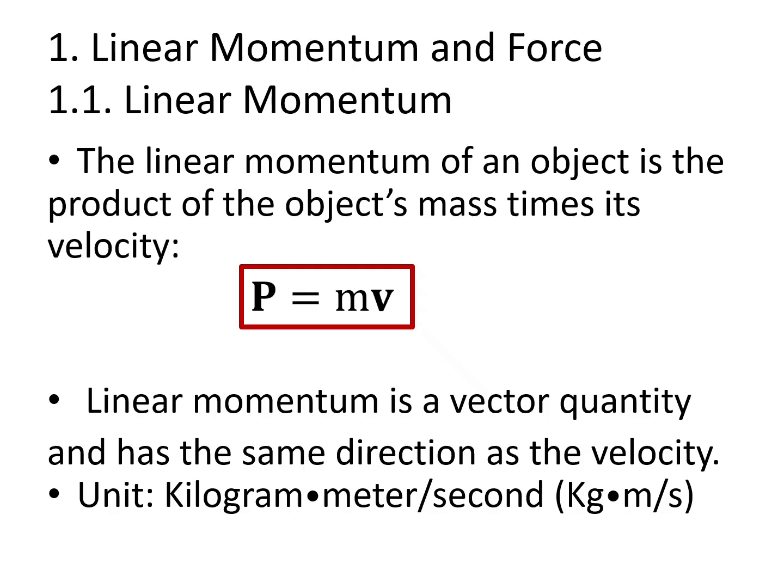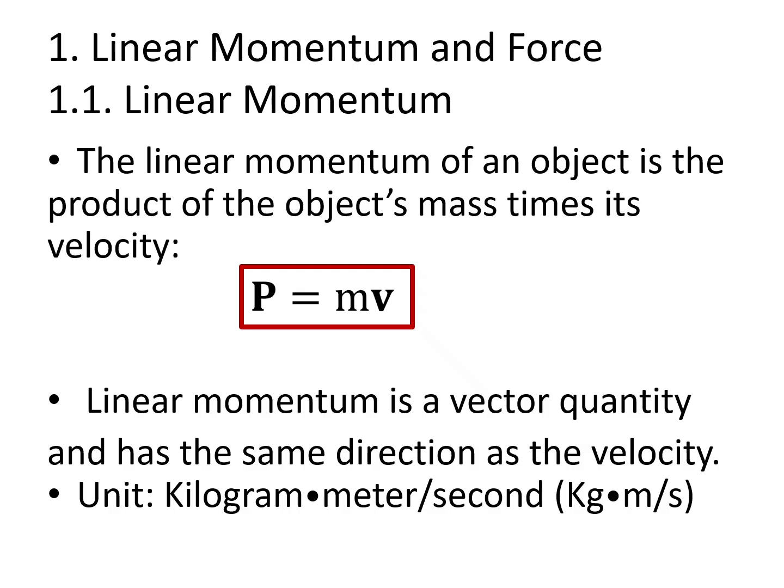Momentum is a vector quantity. That means it has both magnitude and direction. Since mass is a scalar and does not have a direction, the direction of momentum comes from the direction of velocity. If the object moves to the right, its momentum points to the right. If it moves to the left, its momentum points to the left.